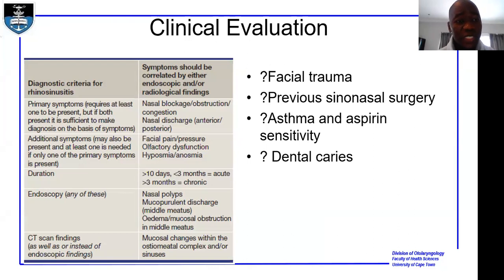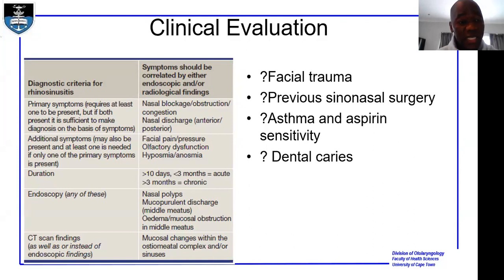And then you also have to ask about additional symptoms, and at least one is needed. If only one of the primary symptoms is present, then you need at least one of these, which is facial pain or pressure. Our patient did have facial pain for about 2 years. The other is olfactory dysfunction, like hyposmia or anosmia. And the duration is used to classify it into acute or chronic. Our patient had this for more than 3 months, so that's why it was a chronic condition. And one of the diagnostic criteria is endoscopic findings. One can either find nasal polyps, or mucopurulent discharge from the middle meatus, or edema and mucosal obstruction.